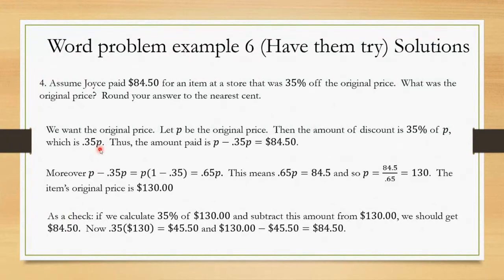So what I'm going to do, I'm going to call the original price, that's what we're looking for, right? I'm going to call it P. Well, what's 35% of something? Well, if you went back to that is over of, 35% of something is really nothing more than 0.35 times P.